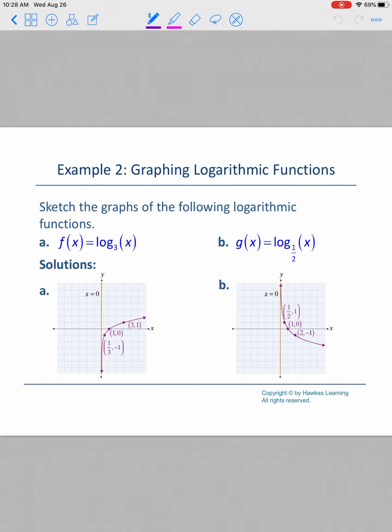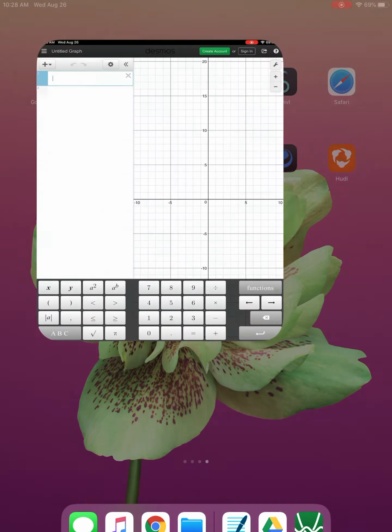So let's look at example 2, graphing these equations. Now we can very easily take and graph them on our Desmos. I'm going to go to Desmos really quick and show you just a quick example of graphing it on Desmos. Remember that Desmos link is on your Google Classroom, so you can always use it. So we're going to do f of x equals log base 3 of x. This is a basic log function.